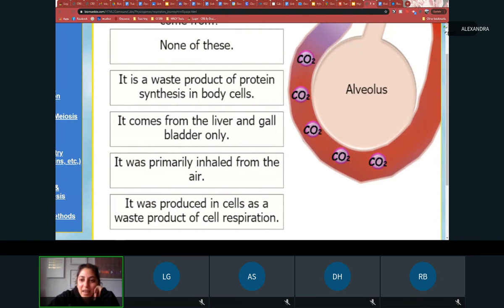Okay, so we're talking about the relationship between breathing and what? We've talked about this several times. So I'm thinking that we need to remember where this carbon dioxide comes from. And we know that it has to do with a specific process that happens in our cells. And so when we breathe out carbon dioxide, we do that because it's what? Right. Good, Avery. It was produced in cells as a waste product of cellular respiration. Good, Avery. Anybody else? Any other ideas?